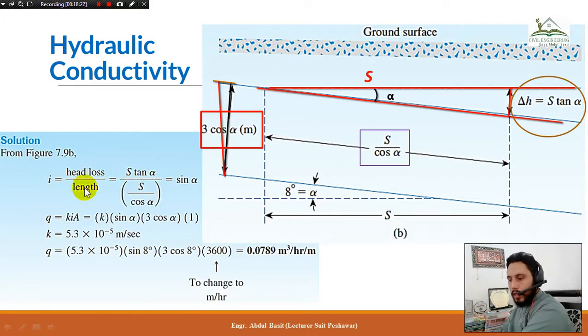the head loss and the length. So head loss is given, that is S tangent alpha. This is head loss, delta h. Length is given from here to here. This is the length of the sample, which is S divided by cos alpha.